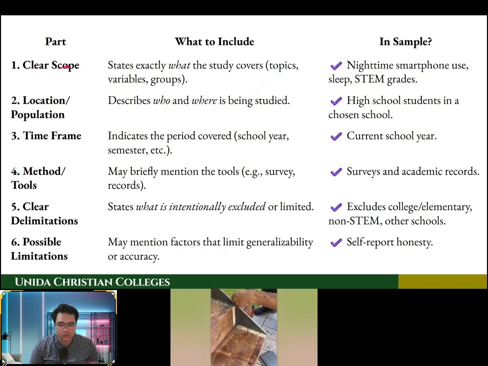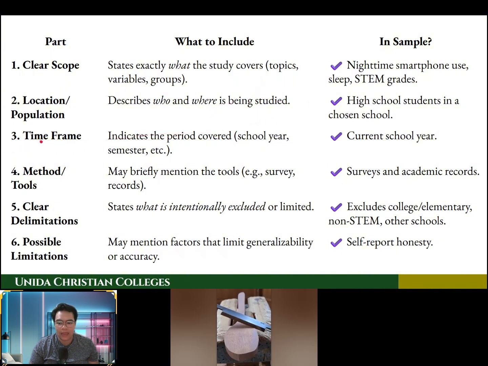First, we have a clear scope. It states exactly what the study covers. Next, location and population. It describes the who and where. Okay, importante po yun. Next, time frame. It indicates the time period covered. So, in this case, we have an entire school year or the current school year and semester.